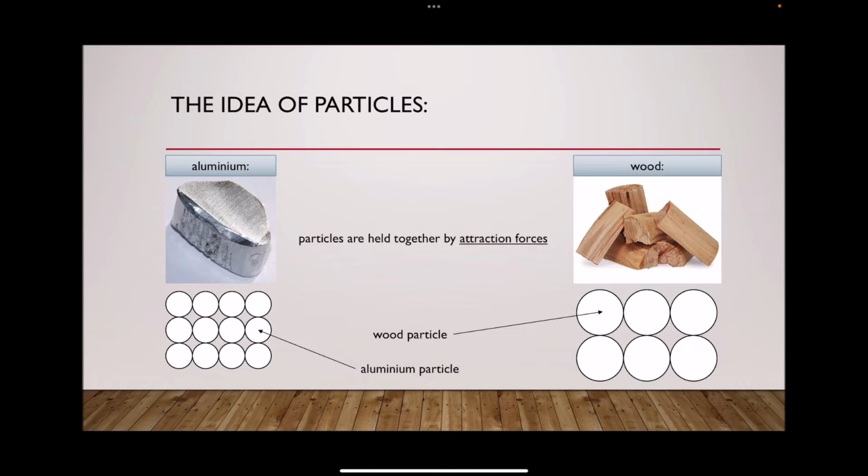And another important thing is that particles are held together by attraction forces. This means, for example, that within aluminium, the particles attract each other. They attract their neighboring particles, just the particles around them. And this is the reason why substances are actually stable. Maybe you're sitting at a table, and the reason why the table is not falling apart is that there are attraction forces between the wood particles within the table.